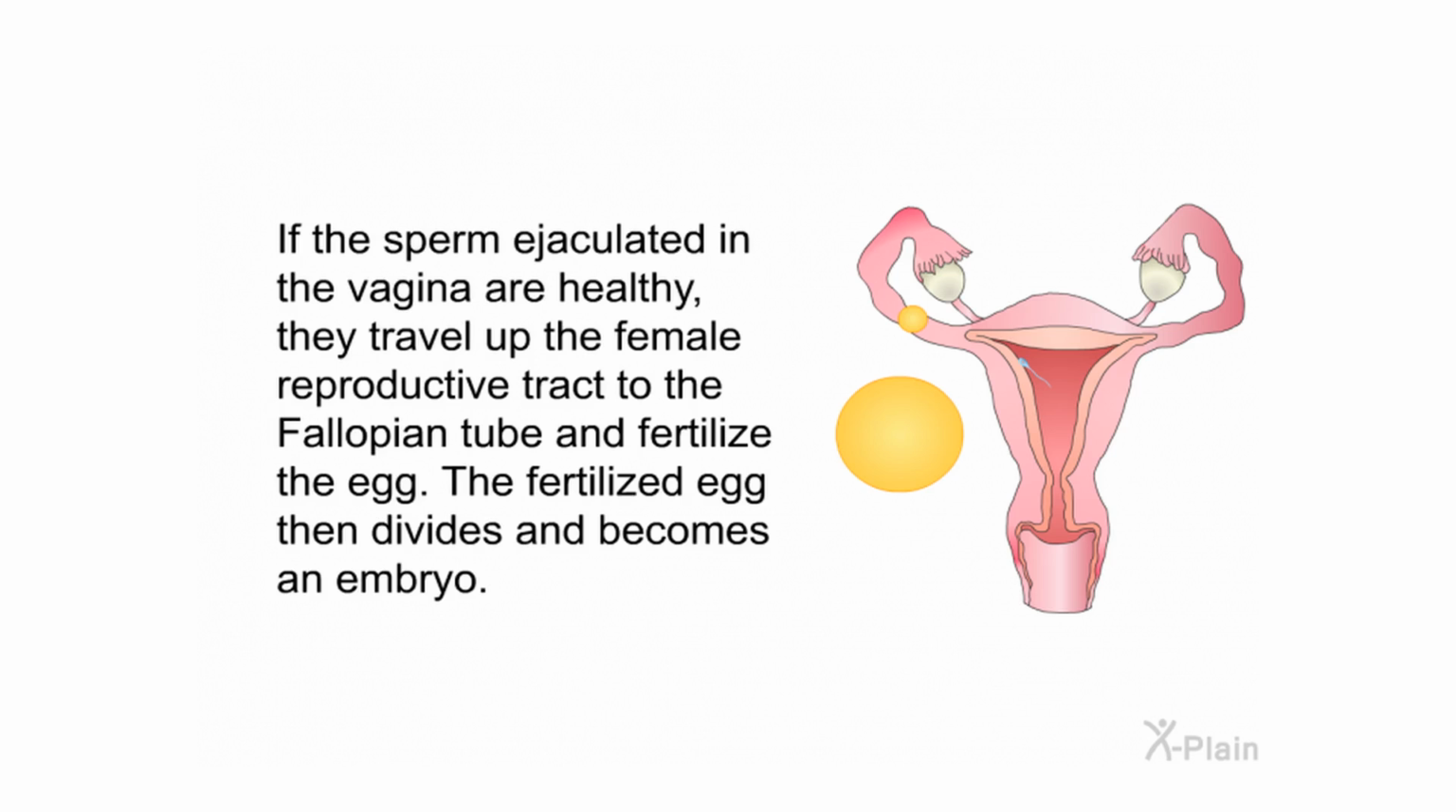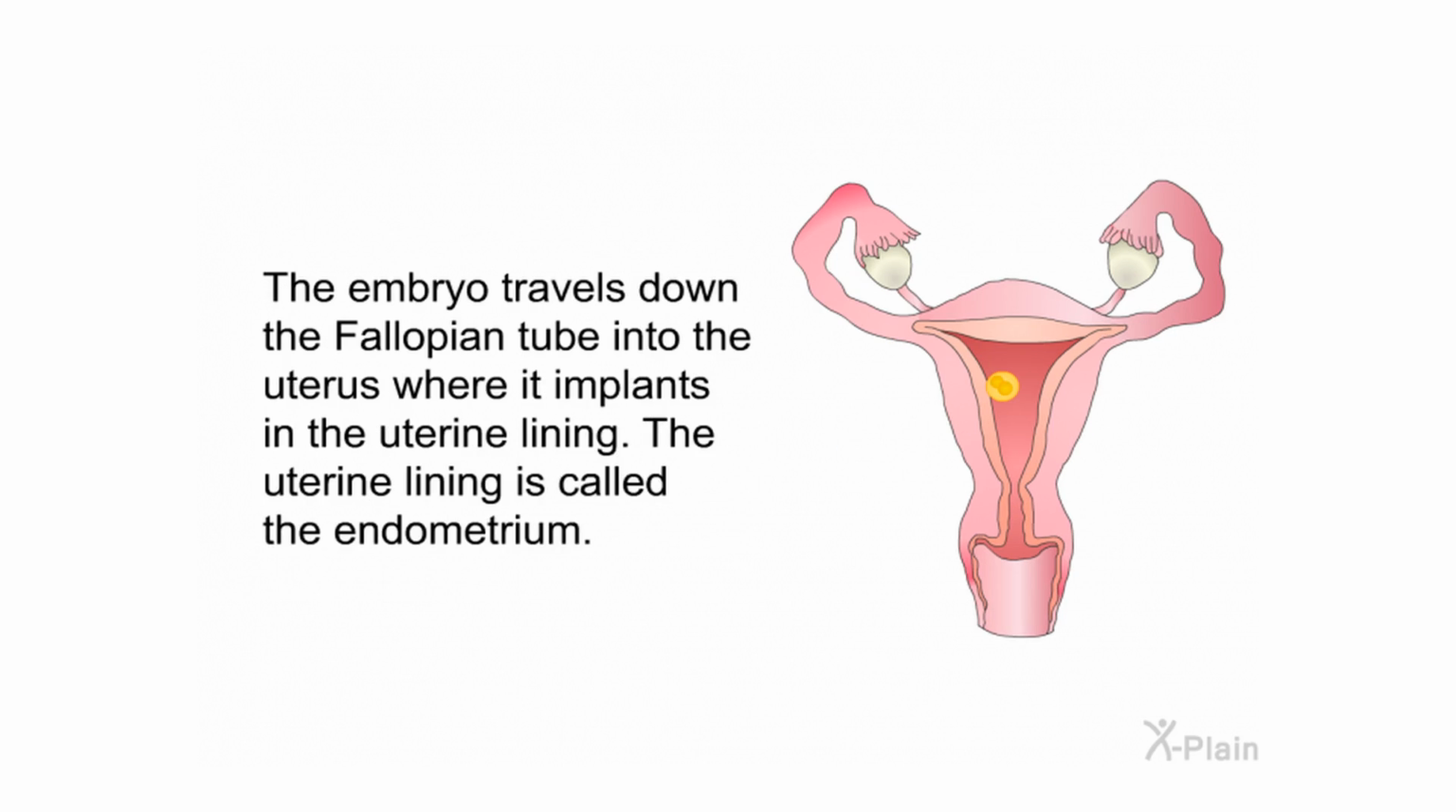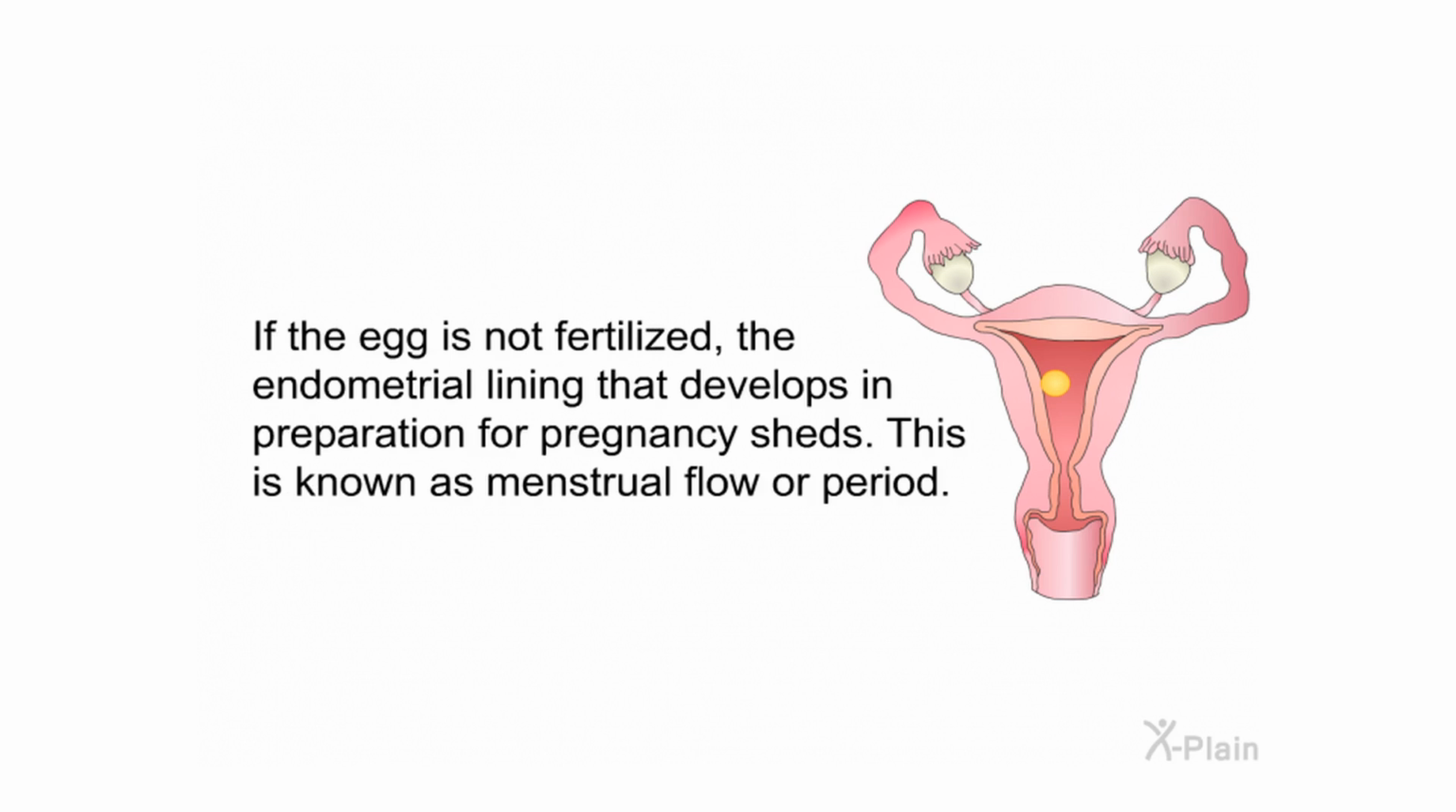If the sperm ejaculated in the vagina are healthy, they travel up the female reproductive tract to the fallopian tube and fertilize the egg. The fertilized egg then divides and becomes an embryo. The embryo travels down the fallopian tube into the uterus where it implants in the uterine lining. The uterine lining is called the endometrium. If the egg is not fertilized, the endometrial lining that develops in preparation for pregnancy sheds. This is known as menstrual flow or period.